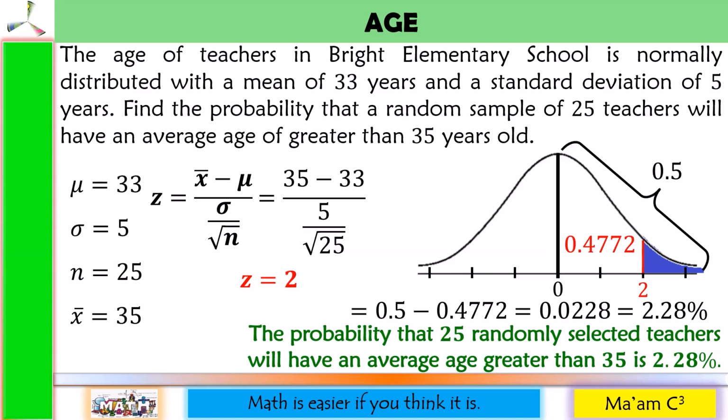2.28%. You might ask me, Ma'am, is it all right to use z-distribution if the sample size is less than 30? Yes, like what I've said earlier, if the distribution is normal and the population standard deviation is given.